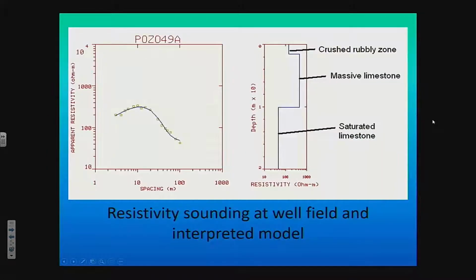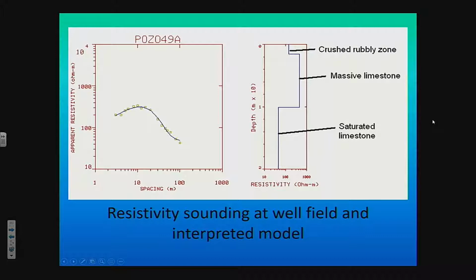And this is what you record. This is a resistivity sounding, the well 49A. So you increase your spacing of all your electrodes, and then you record your apparent resistivity. Measure. Okay. And that, as you can see, it starts low, goes up high, and then goes back down again. So then you interpret that with a layered model.